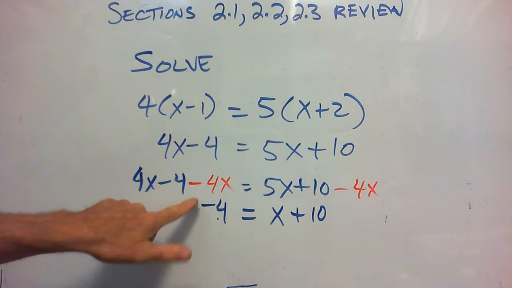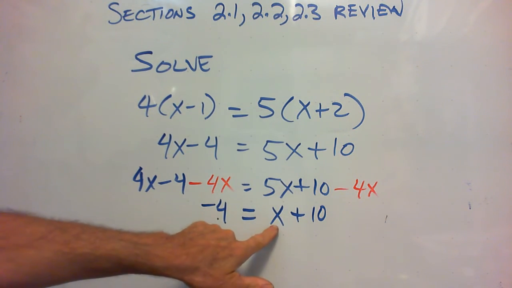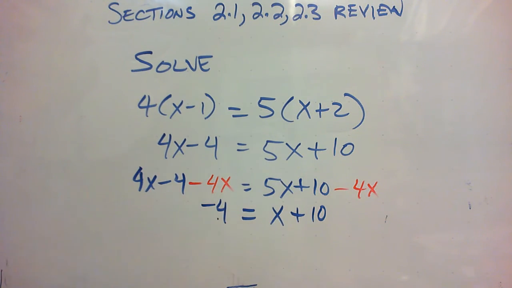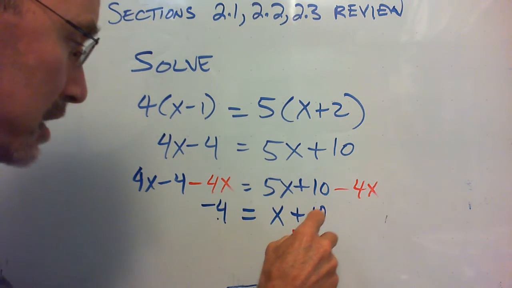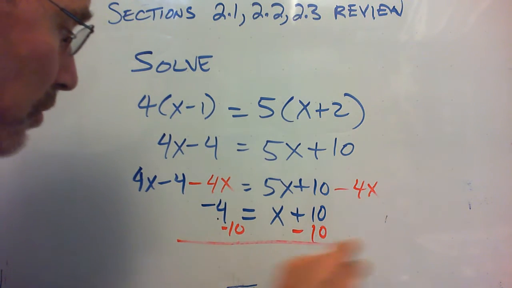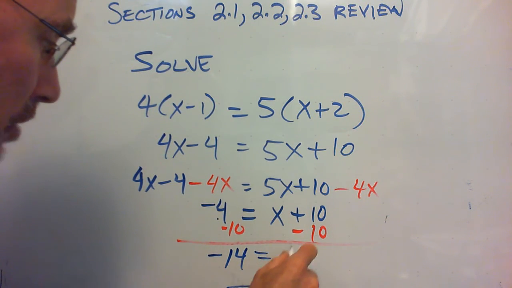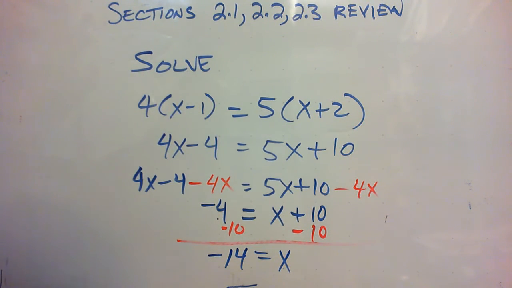And when we do that and simplify, we get -4 equals 1x, or just x, plus 10. And then we just have to subtract 10 on both sides, and we get -14 equals x.